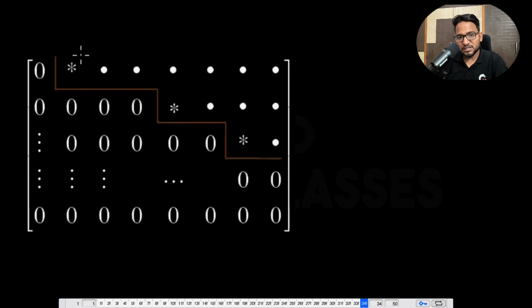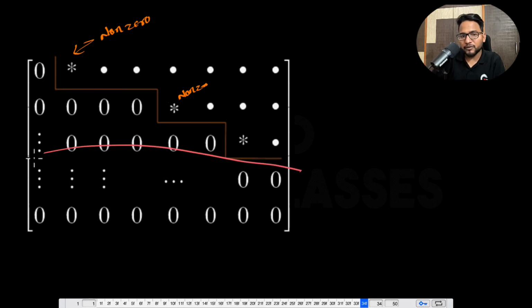Let's suppose these stars are the leading entries. Leading entry means the non-zero entry. The stars are non-zero, and these dots could be 0, could be non-zero. Actually, I don't know, that's why I'm writing dots. It could be 0, it could be 5, 3, 2, could be anything. But I'm just interested in the first entry. After that, I don't care. Maybe 0, maybe non-zero. If you check, it is forming stairs, right? And then ultimately after that all are 0. That's fine. Cool. So this is in the echelon form.